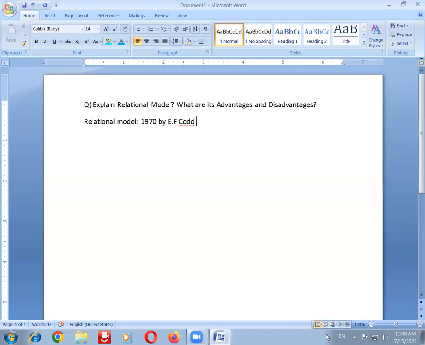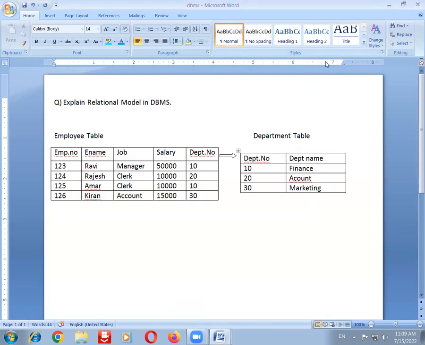This is a relationship model. So the diagrammatic representation of creating a relationship between two tables. Now we need to show the diagrammatic representation of a relational model. Here, this is a diagrammatic representation of a relationship between two tables.